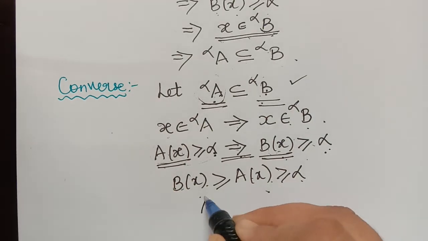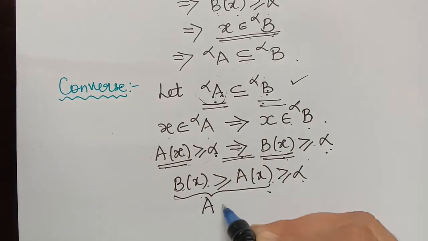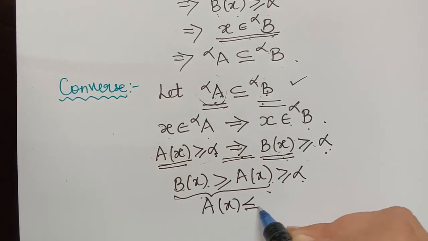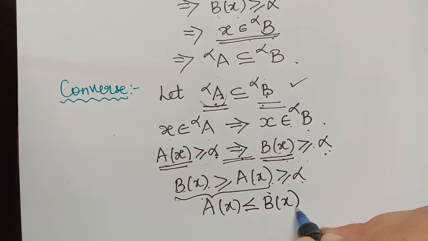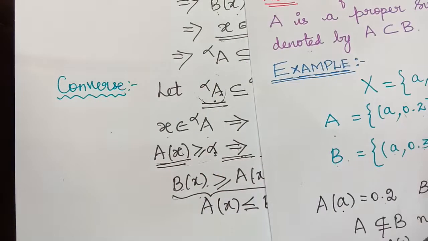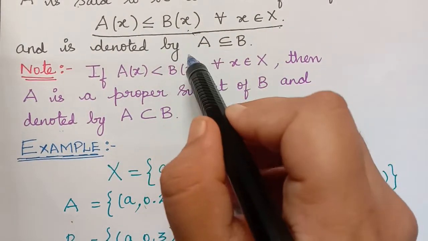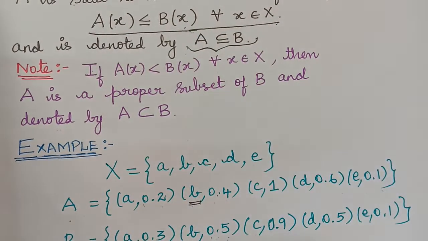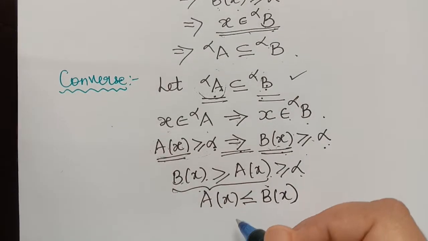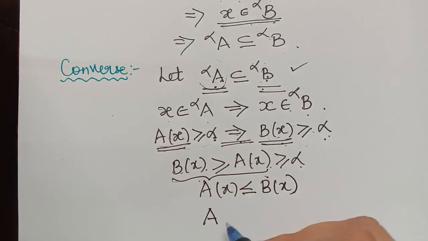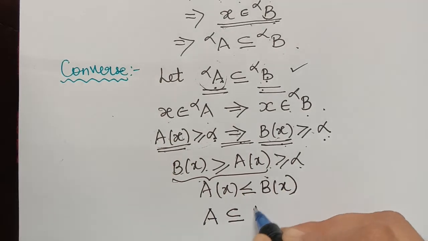So now by this what do we get? If we rewrite the inequality, we can write this as A of X is lesser than or equal to B of X. Now by the definition of the subset of a fuzzy set, if A of X is lesser than or equal to B of X, we can say that A is a subset of B. So by this we conclude that the fuzzy set A is a subset of the fuzzy set B.